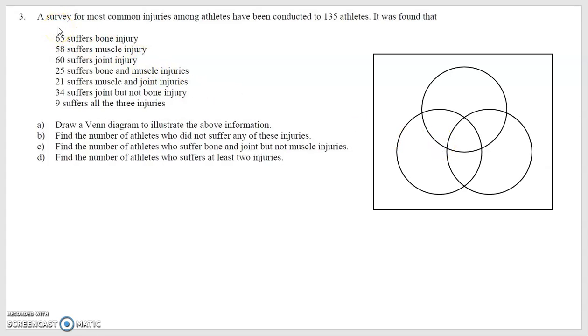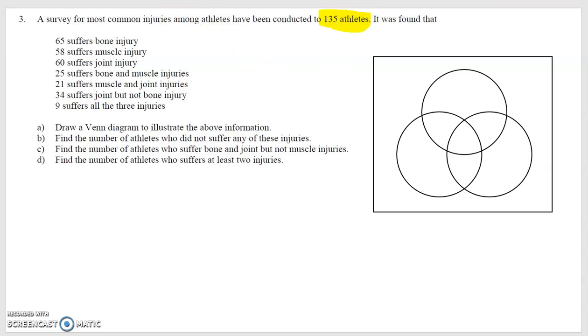Now we look at question number 3. A survey for most common injuries among athletes has been conducted on 135 athletes. So first you have to remember that we have 135 athletes. It was found that 65 suffered bone injury, 58 suffered muscle injury, 60 suffered joint injury, 25 suffered bone and muscle injury, 21 suffered muscle and joint injuries, 34 suffered joint but not bone injury, and finally 9 suffered all the 3 injuries.